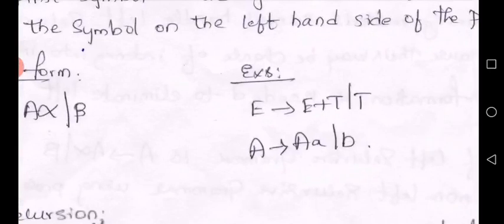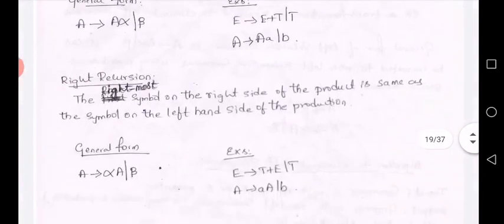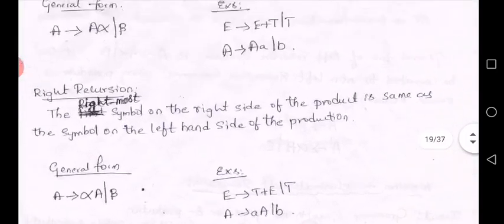E derives E plus T or T. In this production, the first one has left recursion, and the second also: A derives A small a or else small b. Here also we have left recursion. Then when it comes to right recursion, you may ask what exactly right recursion is. The rightmost symbol on the right side of the production is the same as the symbol on the left hand side of the production. So here we have a general example, and you can see the difference.